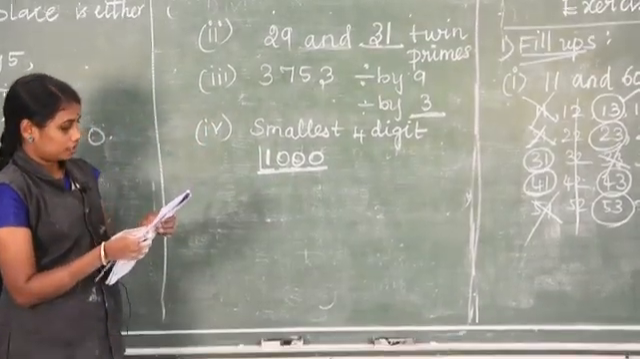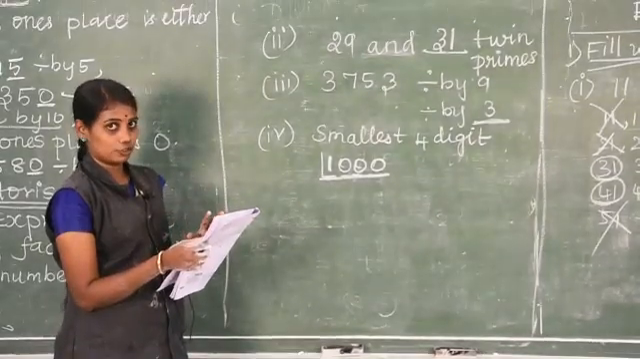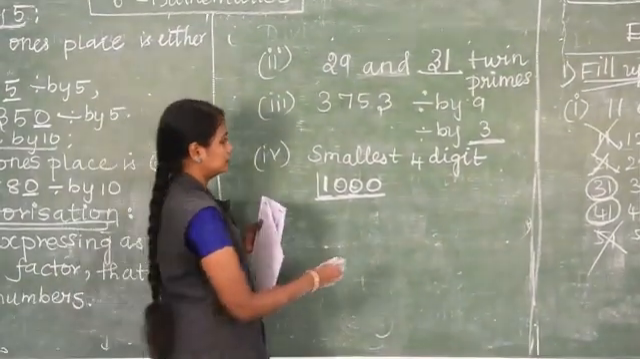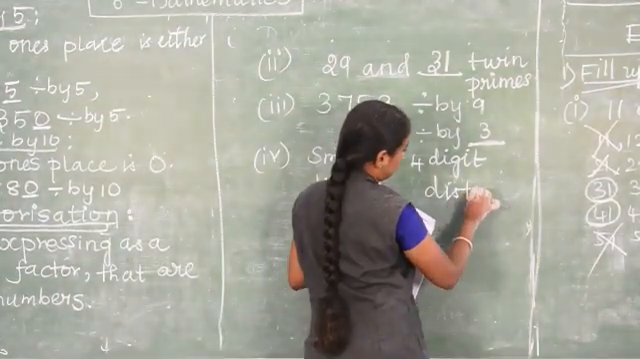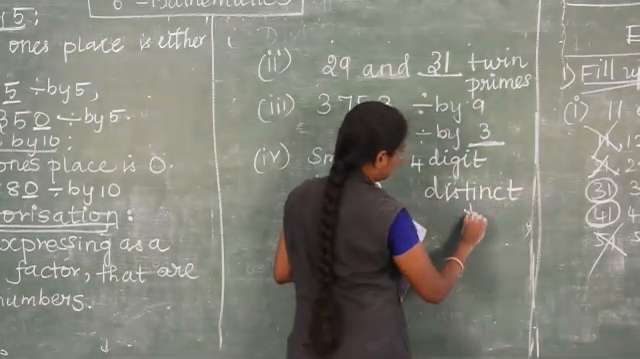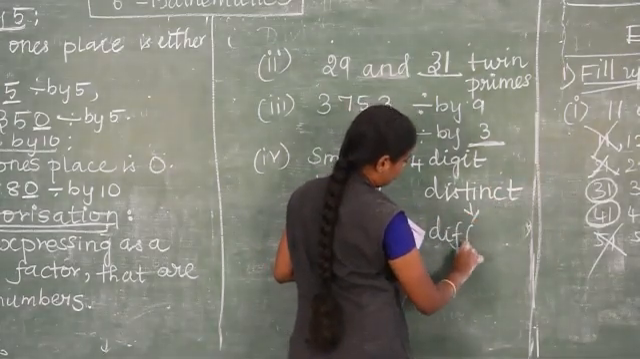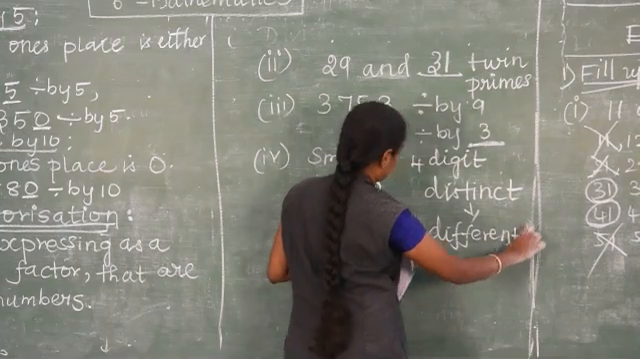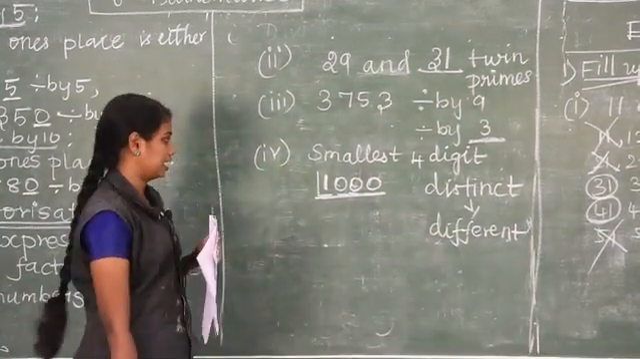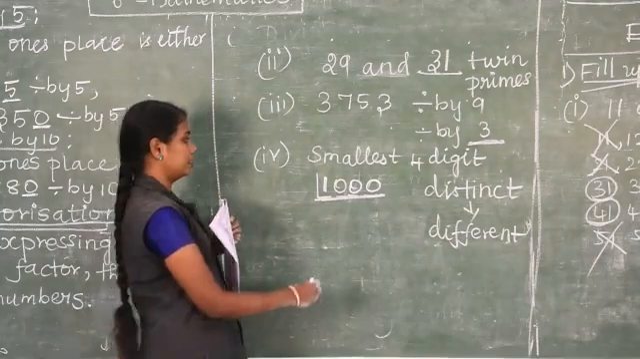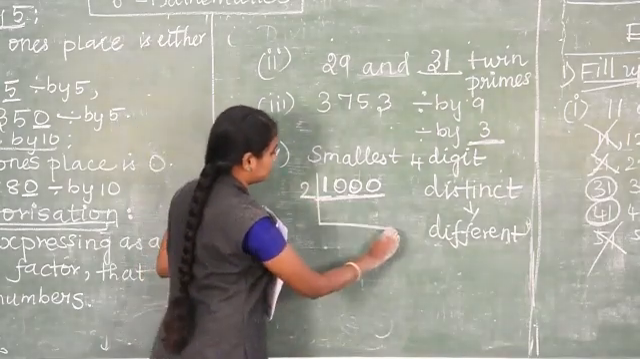1000. The number of prime factors, the question says, distinct. Distinct means different. So we have to write the different prime factors. How many different prime factors are there? Go for the prime factorization.